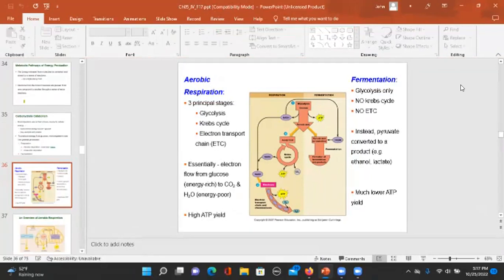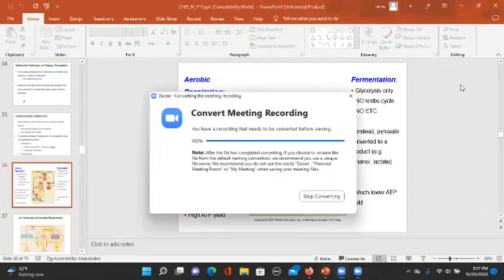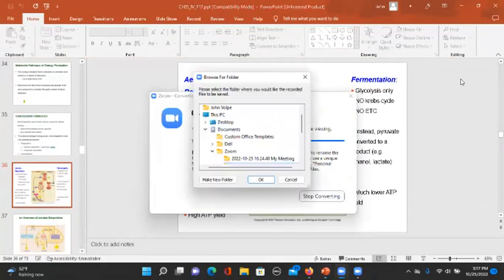So when we compare aerobic respiration with fermentation, both processes do have glycolysis.